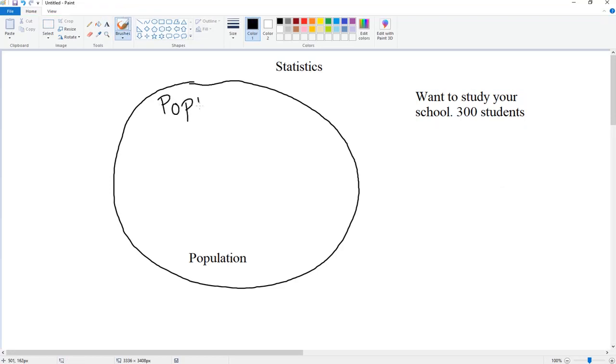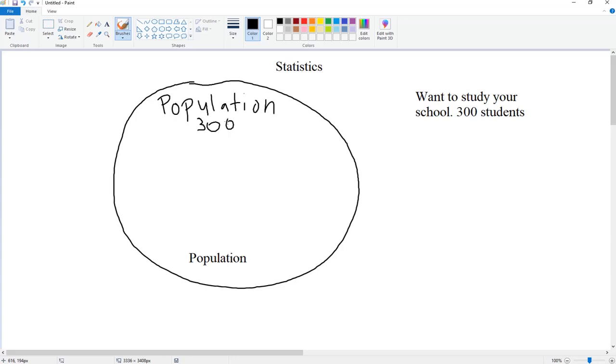Now, what you're studying depends on your question, whatever you want to learn. For example, what's everyone's favorite color? What's everyone's favorite subject, favorite sport, whatever. Whatever you're studying, the entire group, which in this case is your school, that's your population. So in that population of 300, it would take a very, very long time to ask all 300 students what's their favorite sport, what's their favorite color, and sometimes you don't have that kind of time.